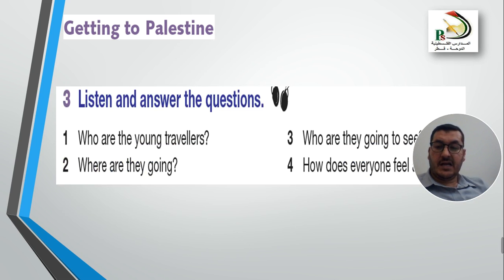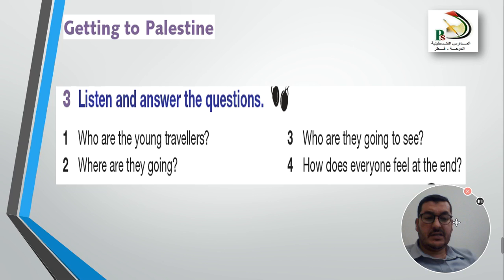Here we have an exercise. Listen and answer the question. Now, after we listen to the conversation, we have to answer these questions after we read and listen to the conversation. Now the questions are: who are the young travelers? Where are they going? Who are they going to see? And how does everyone feel at the end? Listen everybody to our lesson.